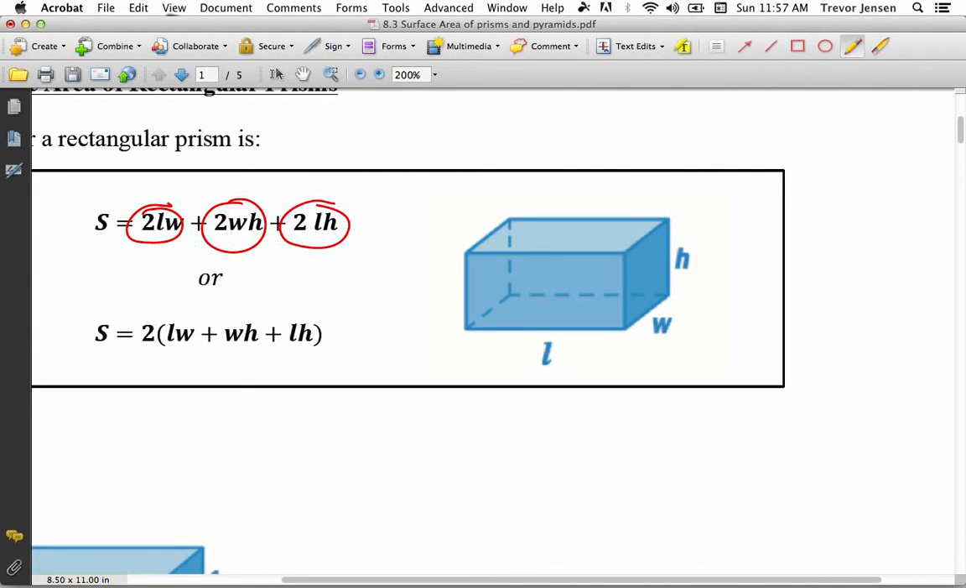That takes care of this part of the formula. And then to find the surface area of that whole thing, just add all 3 of those things together. So 2 times L times W plus 2 times W times H plus 2 times L times H will take care of adding the areas of all 6 of the sides of a rectangular prism together.